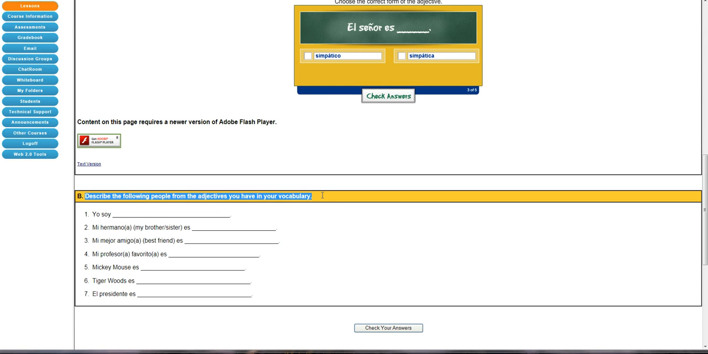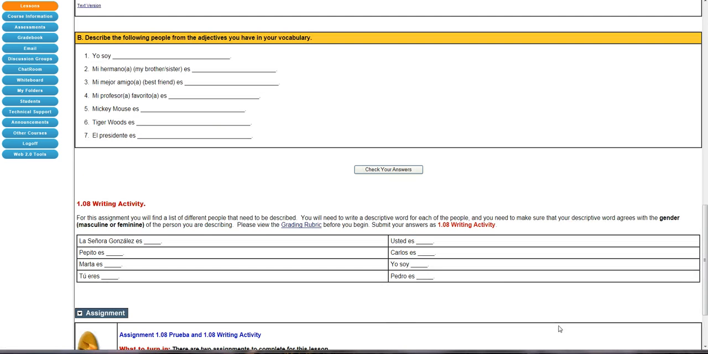Describe the following people from the adjectives from your vocabulary list that you already have been studying from lesson 1.07. So you're to answer yourself. Yo soy. If you're a girl and you're tall, you'd say alta. And if you were a boy and you were tall, you'd say alto. And then make sure you check your answers.